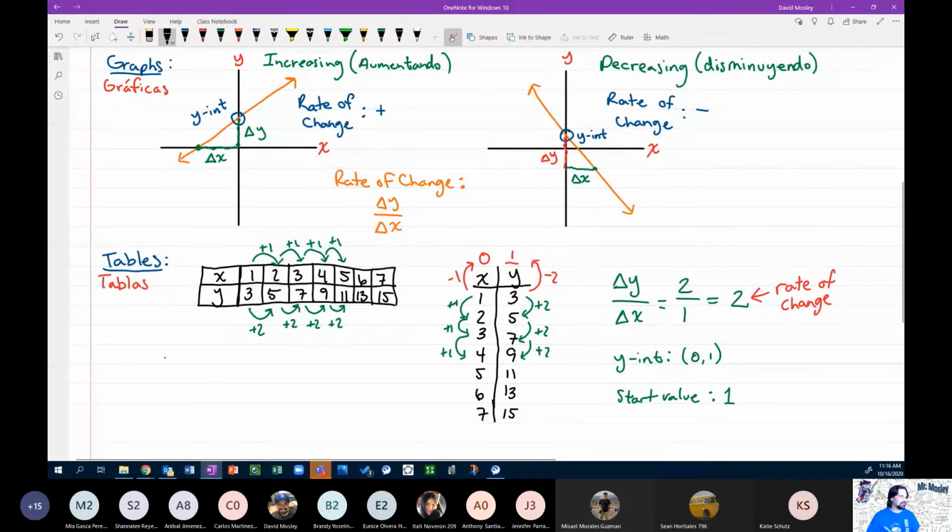La regla simbólica es y igual a tasa de cambio 2 x más 1, el valor inicial. Y yo tengo sumar, right, más porque el valor es positivo. Si el valor es negativo, necesito menos aquí. Pero para ese ejemplo es más, sumar.